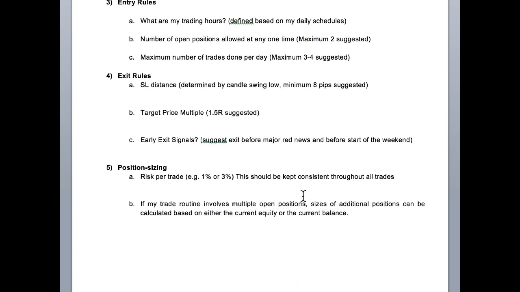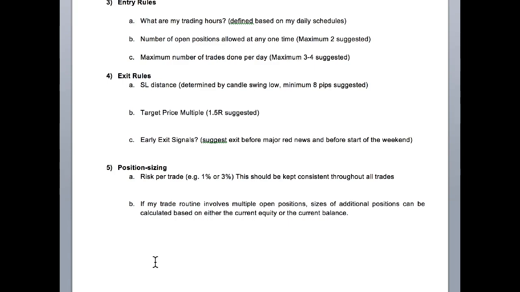Okay, position sizing, write down what's your risk per trade. Again, my suggestion is to start with 1% and eventually graduate to 2% and maximum 3%. So write down where you want to start. Again, it depends on your risk threshold, and on how much capital you have. I'll leave it up to you, but be consistent throughout the trades.